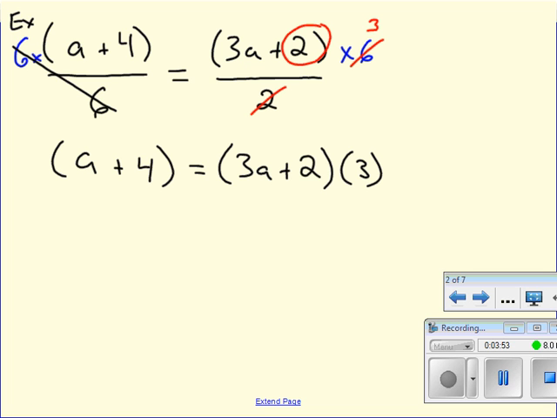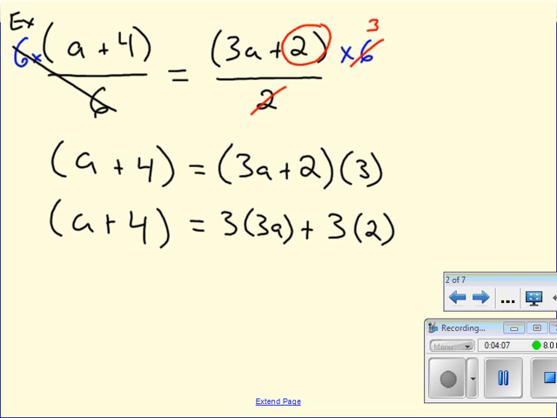Now I just expand and collect like terms. I have a plus 4 is equal to now 3 times 3a plus 3 multiplied by 2. A plus 4, drop in the brackets, 9a plus 6. I'm going to collect my like terms. 9a is going to come across, and it's going to have the opposite sign now, minus 9a.